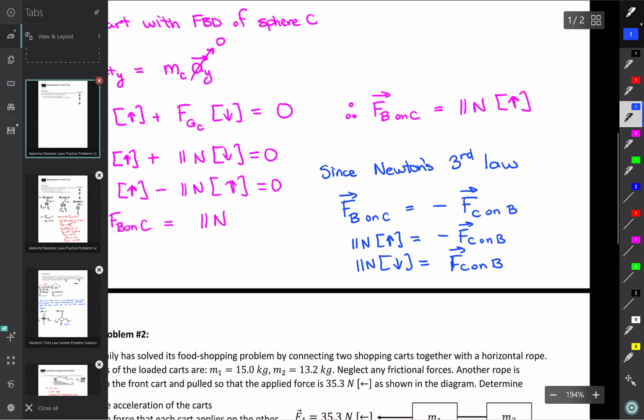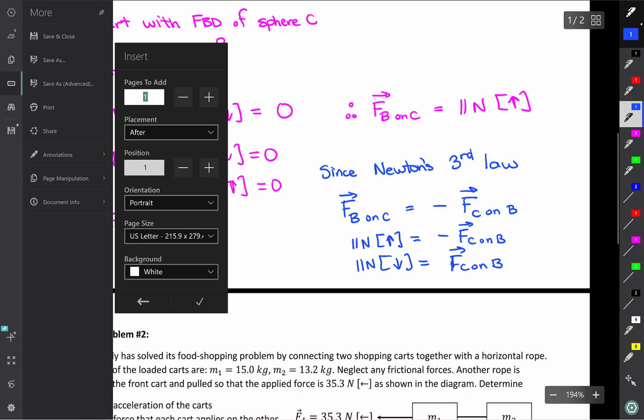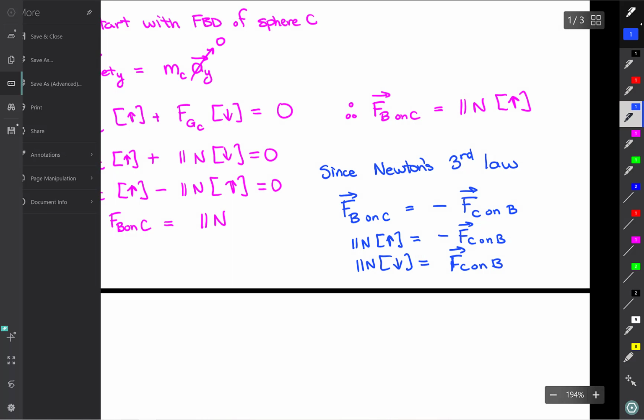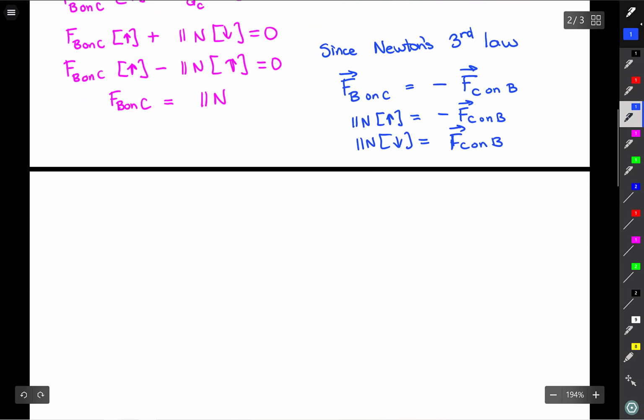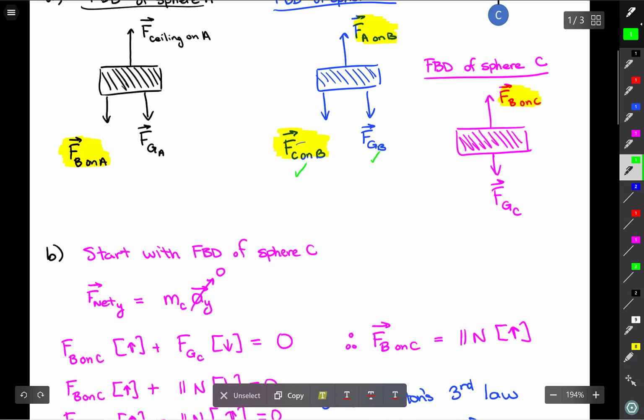Okay, so I'm just going to insert another page into my document here. Page manipulations, insert. I'm going to insert a page here, and we can continue on with this. Okay, so looking back at our free body diagram, we were given this information about the force of gravity on sphere B. We just calculated the force of C applied on B, and the only thing left for us is this force of A on B, what we were asked to find in the question.